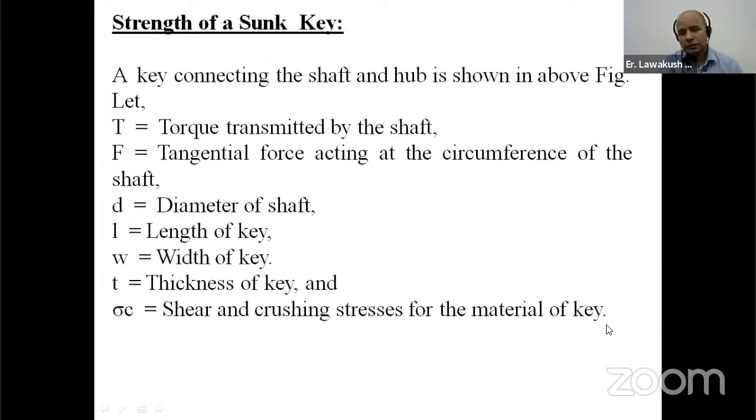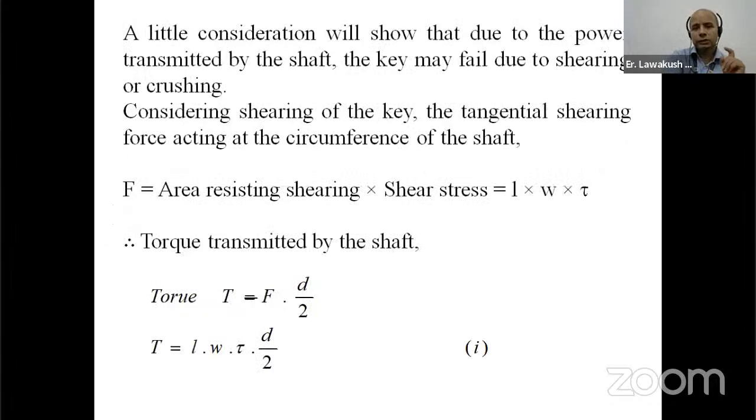the key. It is very important to know that sigma c is the shear and crushing stress for the material of the key, meaning for that particular material of which the key is manufactured. A little consideration will show that due to the power transmitted by the shaft, the key may fail due to shearing or crushing.